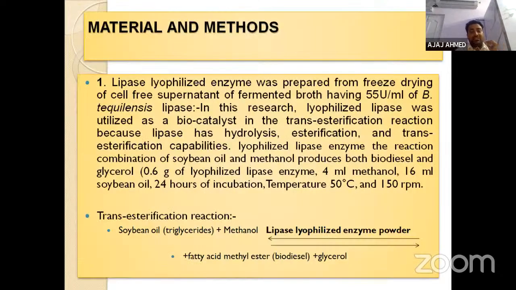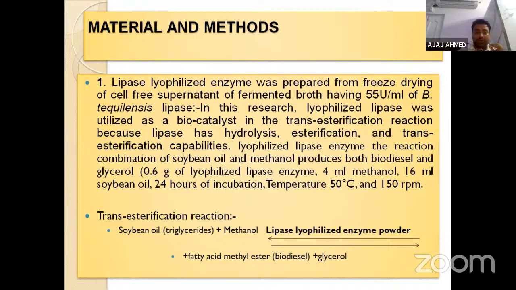Methods. First method: the lyophilized enzyme was prepared from freeze drying of cell-free supernatant of fermented broth, whose lipase activity was 15 mg per ml of Bacillus pancreasis lipase. In this research, the lipase was utilized as a biocatalyst in the trans-esterification reaction because lipase has many reactions like hydrolysis, esterification, trans-esterification.